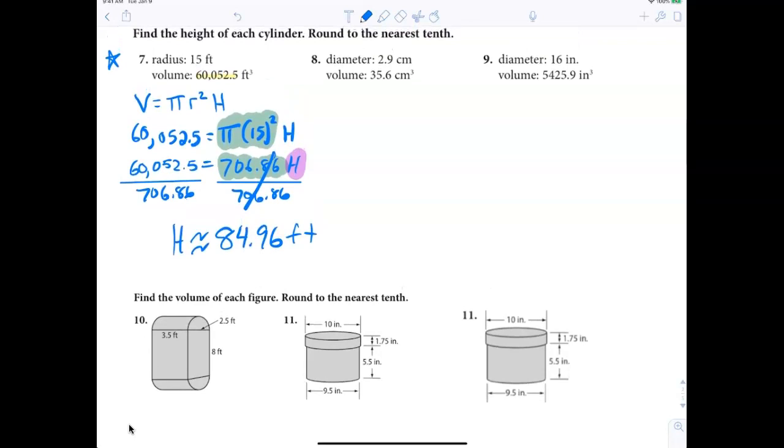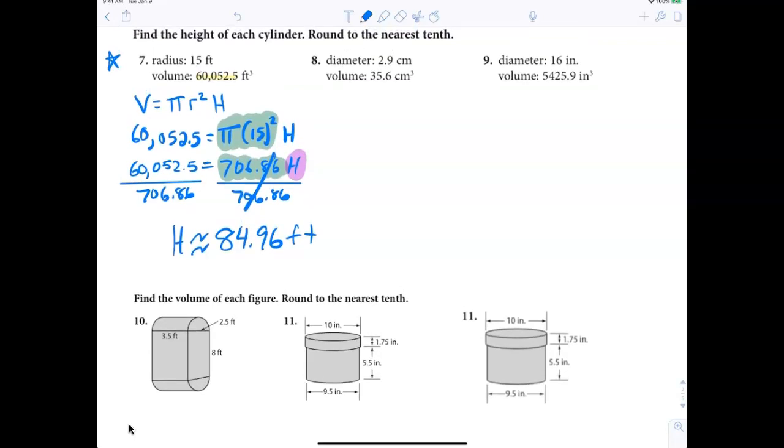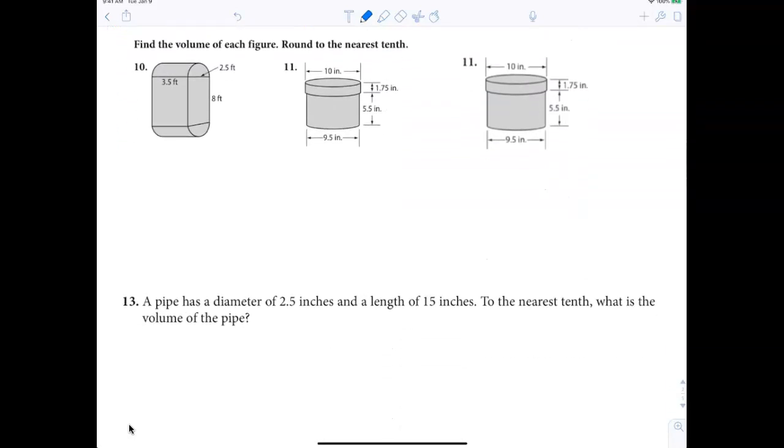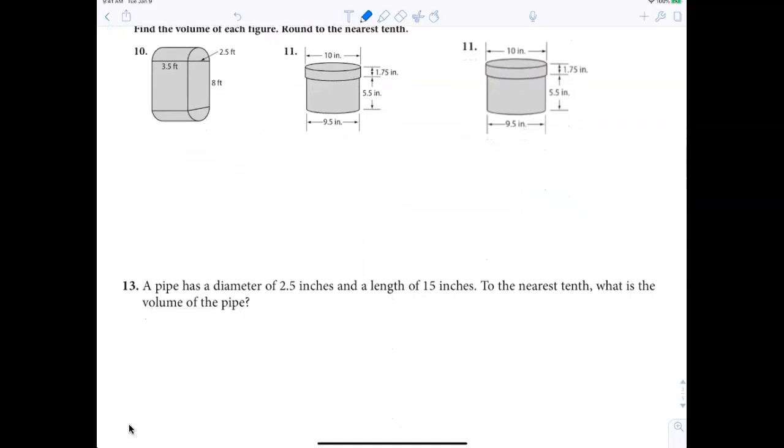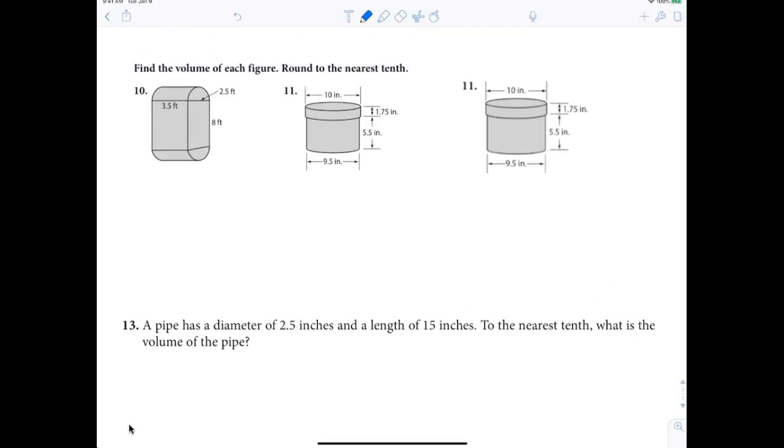Now, 7 is the same as 8 and 9. So if you did 7, 8 and 9 are not a problem. Same type of thing, so you should be fine with those. Now, here's where we get into something a little bit more difficult. So let's talk about 10 and 11. 11 is just written twice. Yeah, I made a typo there. So don't worry about that number 11.